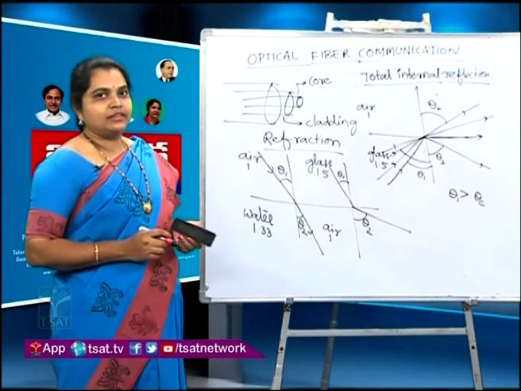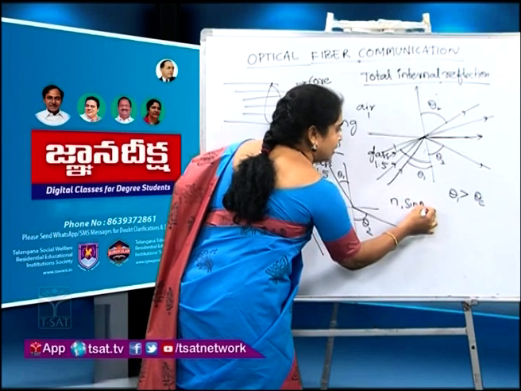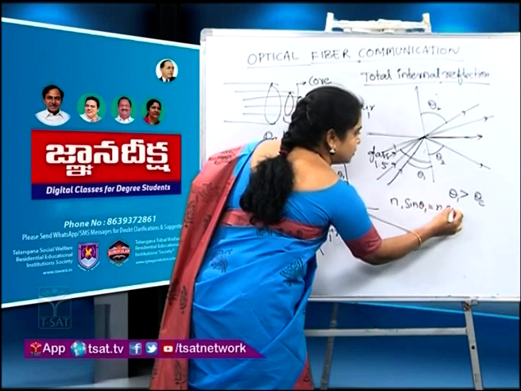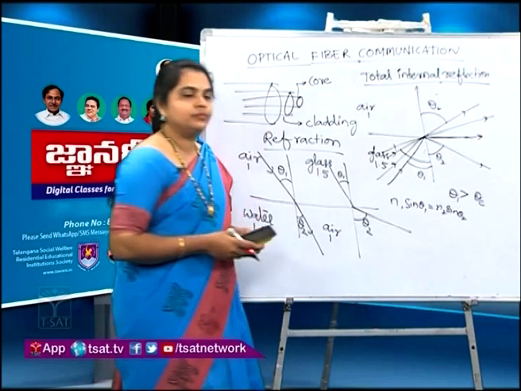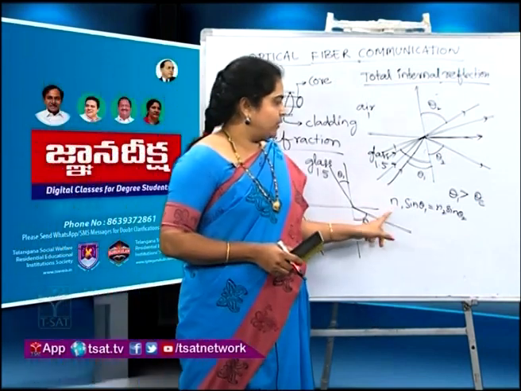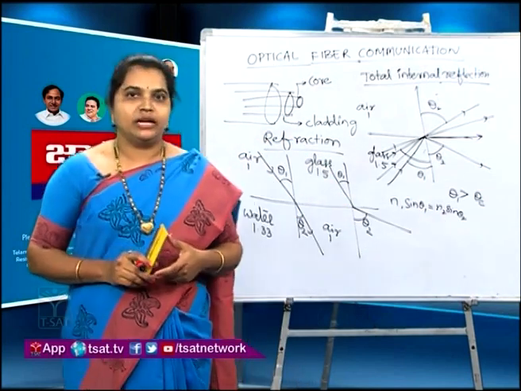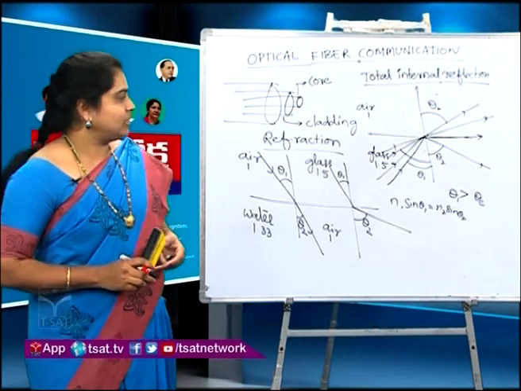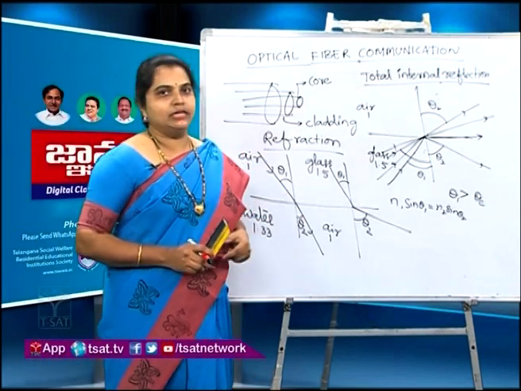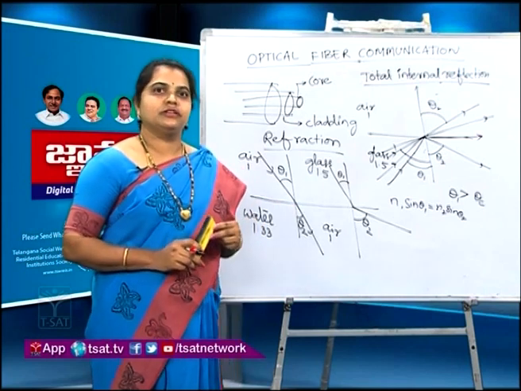What is Snell's law? Here, N1 sin theta 1 is equal to N2 sin theta 2. It gives you the relation between N1, theta 1, N2, theta 2. What are N1 and N2? N1 and N2 are refractive indices of the two different mediums. Theta 1 is the angle of incidence, theta 2 is the angle of refraction.